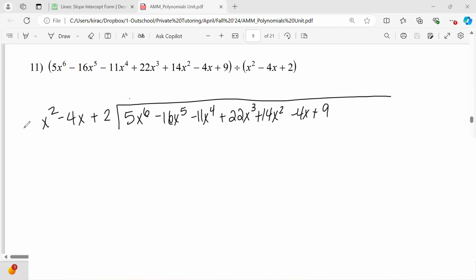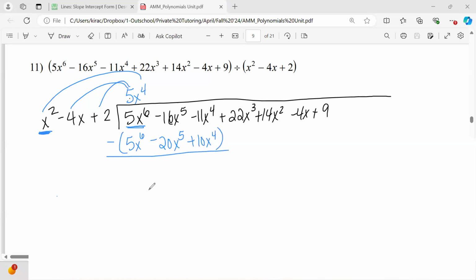Okay. And again, you're just going to approach it the same way. You want the first part of this to match this. So we need to give it a 5 and 4 more x's. Distribute that through, which would be 5x to the 6th. Distribute here, which would be negative 20, x to the 5th. And here, which would be positive 10, x to the 4th.